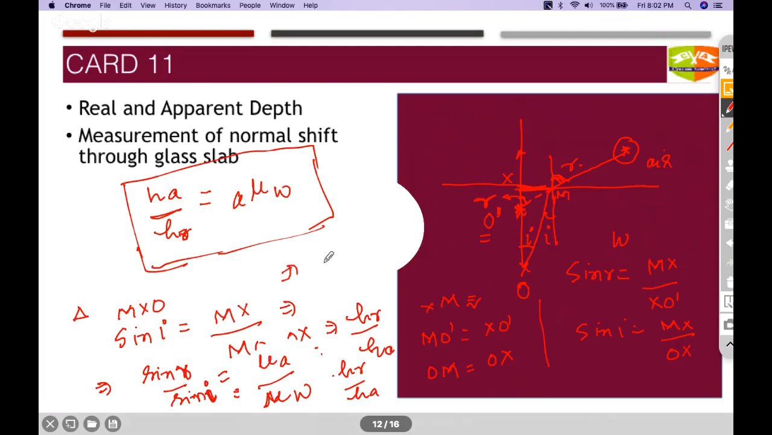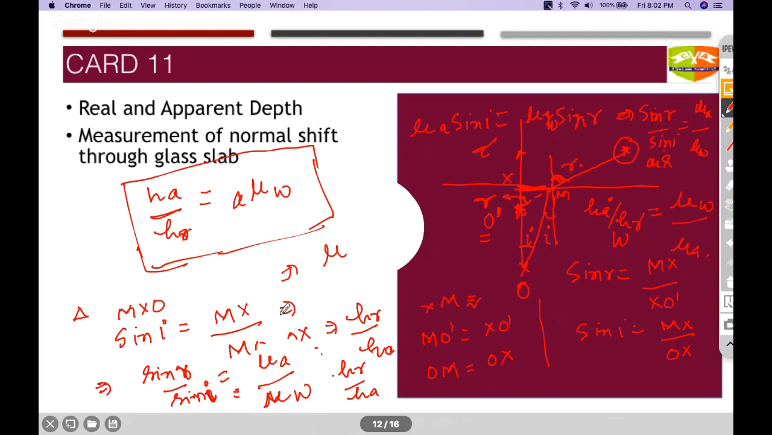I can prove it. I can write that mu a sine i is equal to, by Snell's law, mu w sine r. So sine r by sine i is equal to mu a divided by mu w. So if I write sine r by sine i as hr by ha, and ha by hr becomes opposite, so this becomes mu w by mu a.